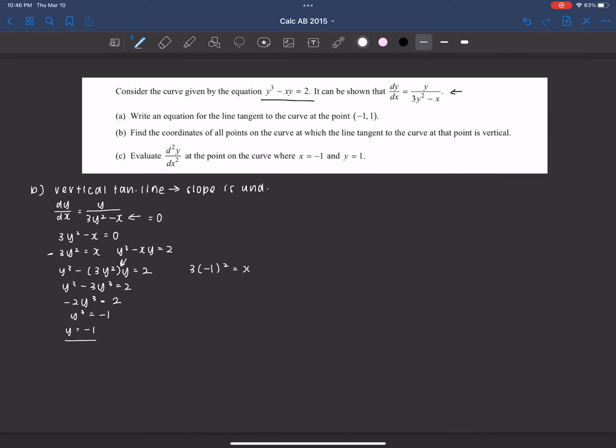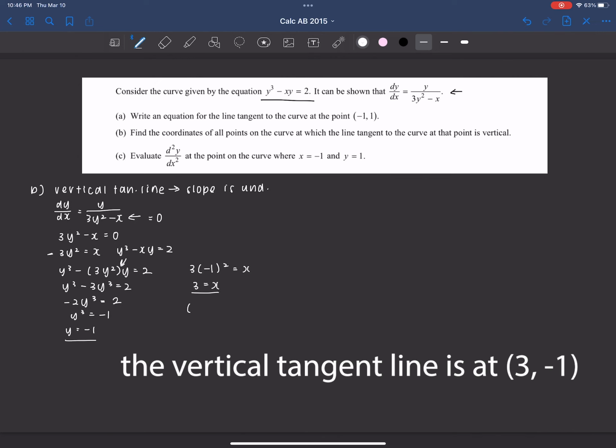And I substituted negative 1 for y here. So I'm going to get 3 equals x. So the point at which the line tangent to the curve is going to be (3, negative 1), because that's when the slope is undefined.